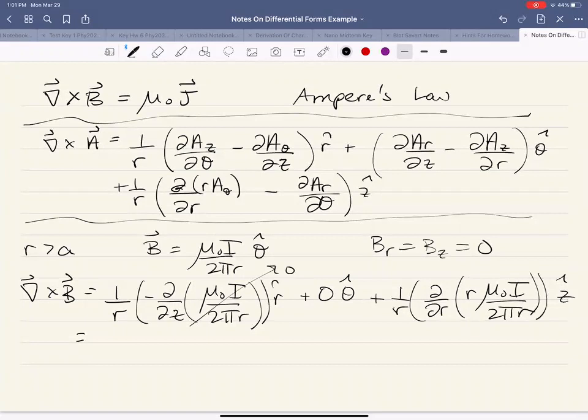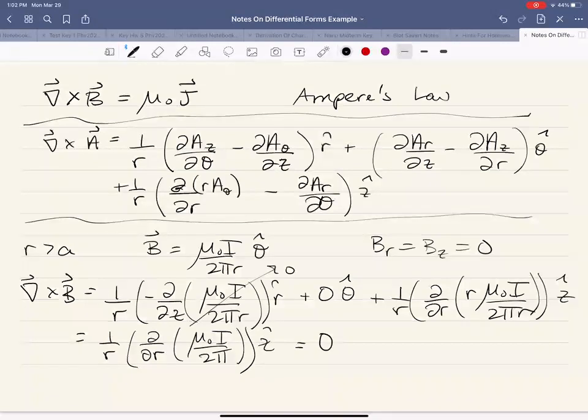So if I look at this last term, the z hat term, I've got 1 upon r partial with respect to r. Now let's look at the inside. I've got r times mu naught I over 2 pi r. So that gives me 1 upon r partial with respect to r. The r's cancel, so that's mu naught I over 2 pi. But look, partial with respect to r, mu naught I over 2 pi, those are all constants, so that's 0. Okay? So yet again, everything is 0.